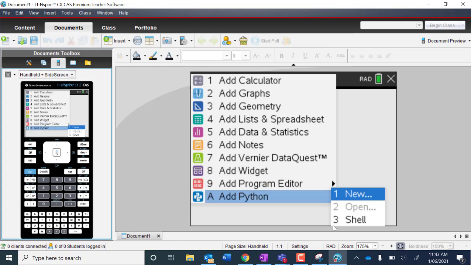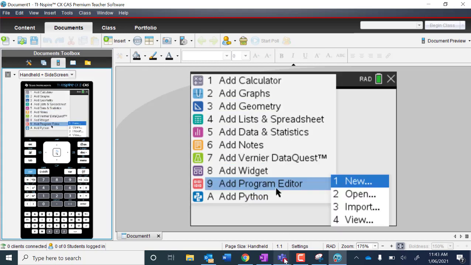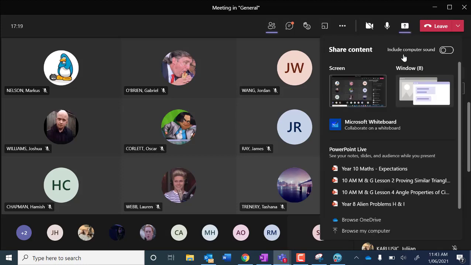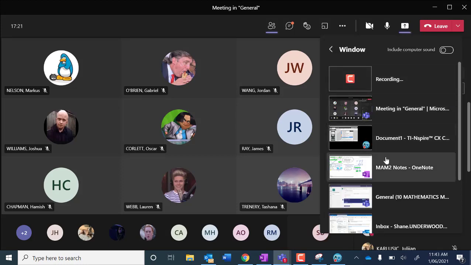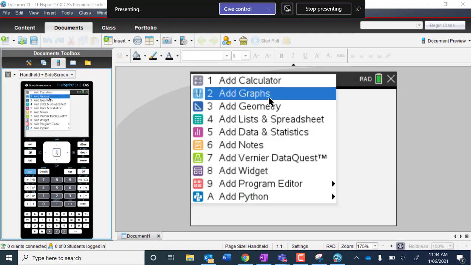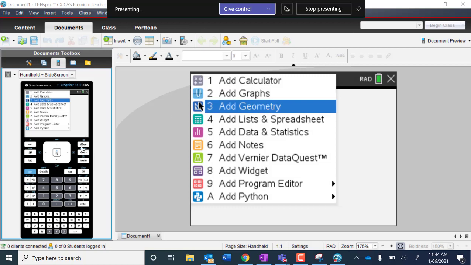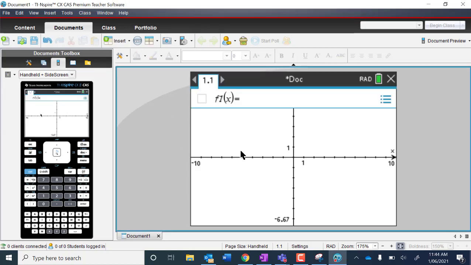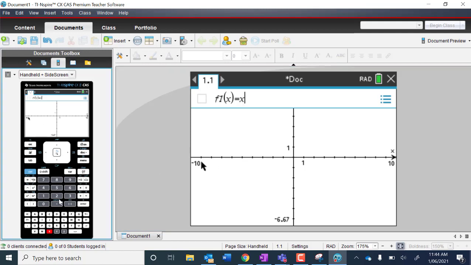Okay, so now just quickly, I'm going to share my screen with everyone in this here so you can see it. All right. Okay, so we're here, and if I want to add a graph, I just simply go to the home screen, and we can just go add a graph down here. And we want to sketch the graph of what we had, x squared.